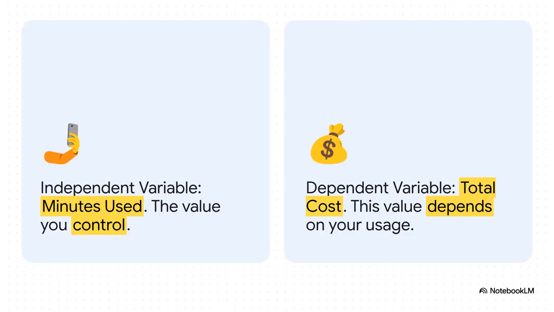This brings up 2 more really useful terms. The minutes you use, that's the independent variable. Why? Because you control it. You decide how much you talk. The total cost, that's the dependent variable, because it depends on how many minutes you used. Your usage is literally driving the final cost.